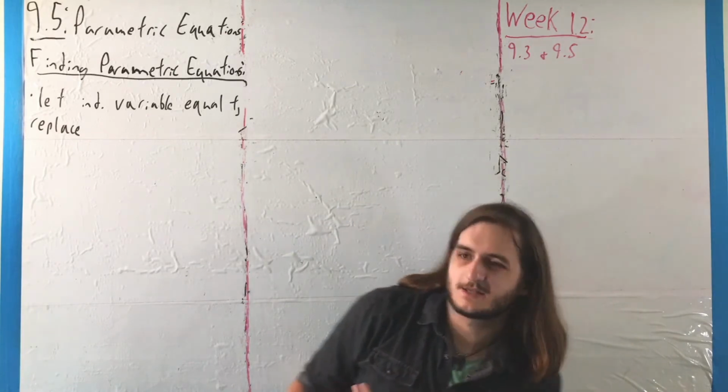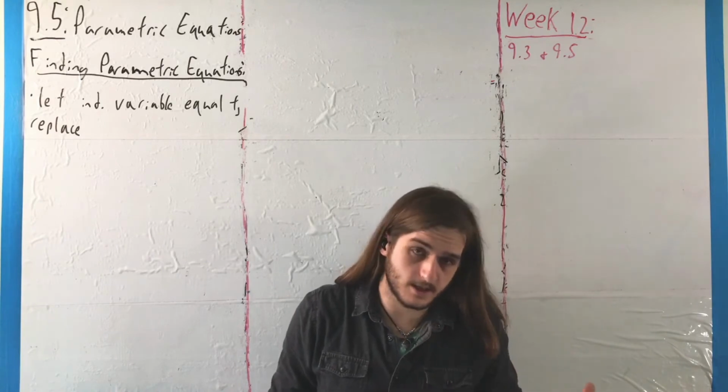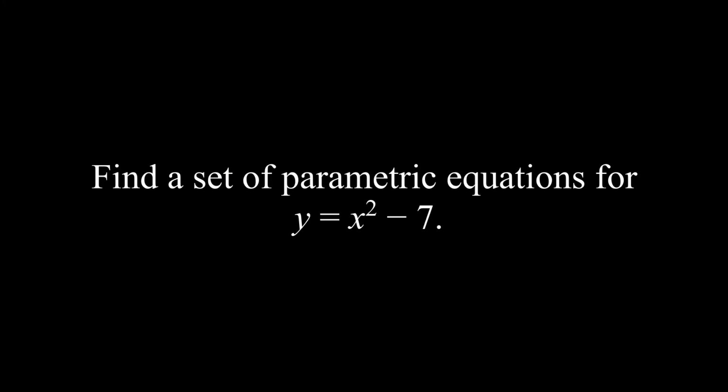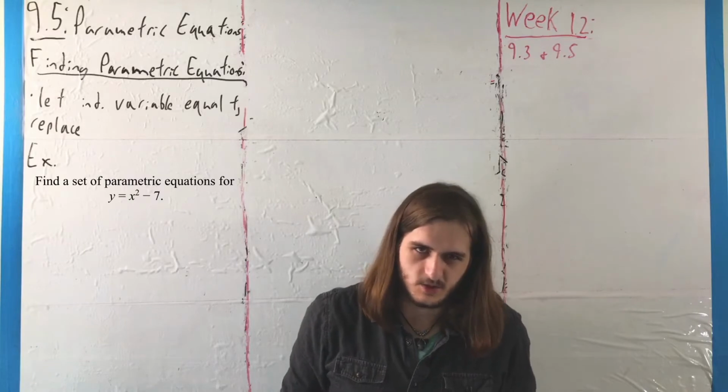So to understand this, it sounds weirder than it is. We're going to look at an example. So for this example, we want to find a set of parametric equations for y equals x squared minus 7. Like I said, it's actually very easy.